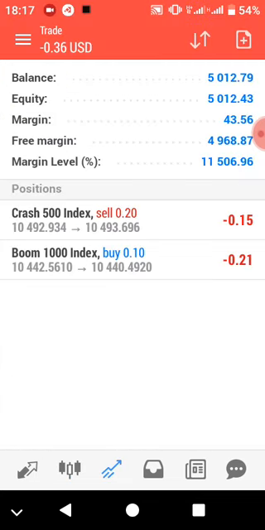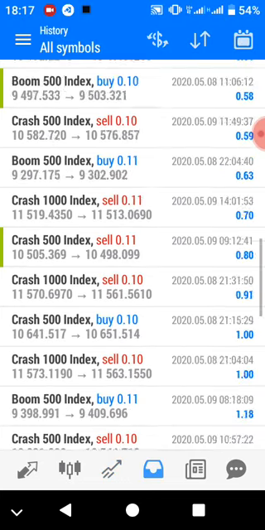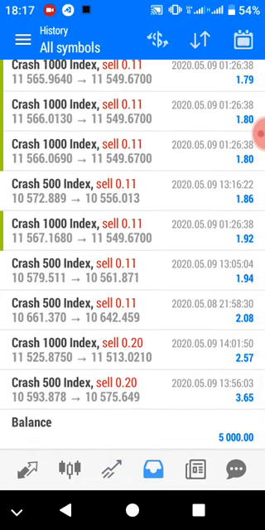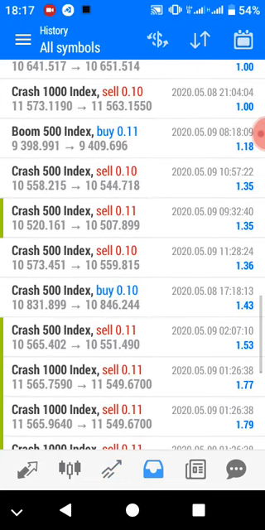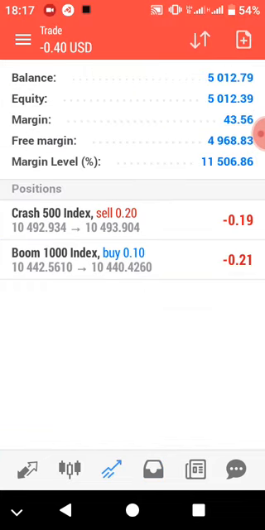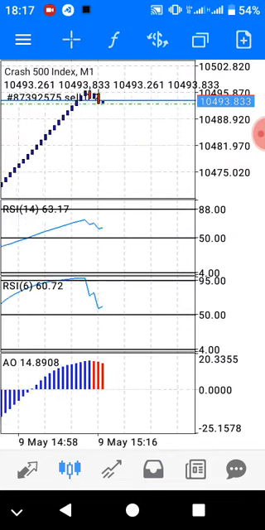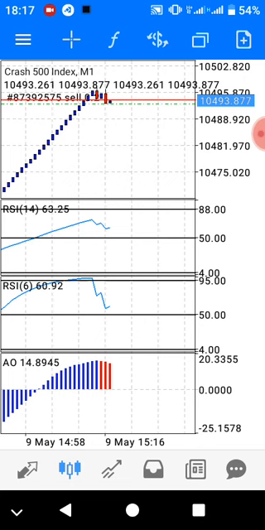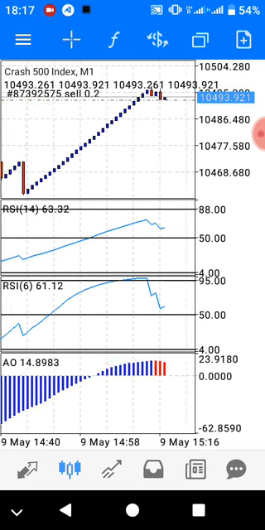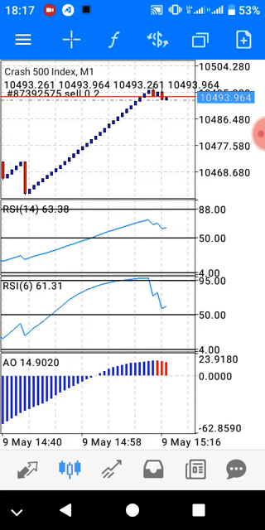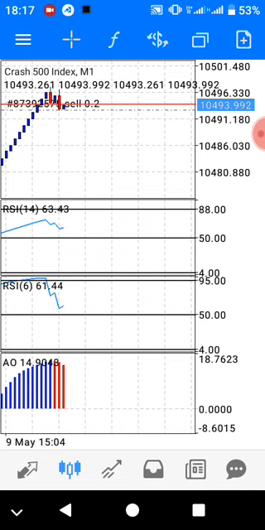You see, this is the strategy that I use, all here on demo. RSI 6 and RSI 14. Okay, we can wait.